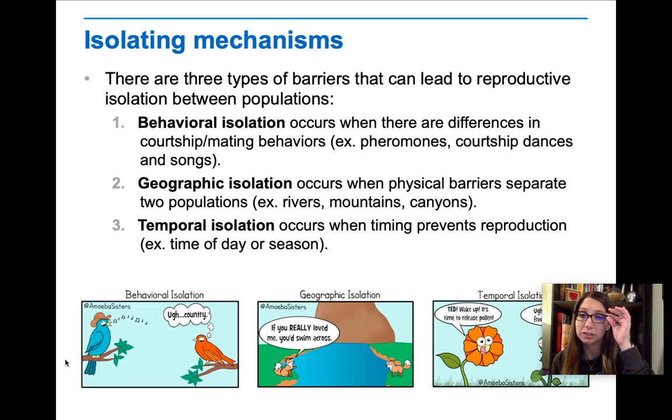Similarly, if we have populations of animals that all start out as the original group, but then we have some pockets of that original group that start to hibernate earlier or come out of hibernation earlier than others, then they could eventually become so different from one another that they can form different species also. So again, behavioral has to do with behaviors. Geographic has to do with location and physical barriers. And then temporal is timing. Okay.